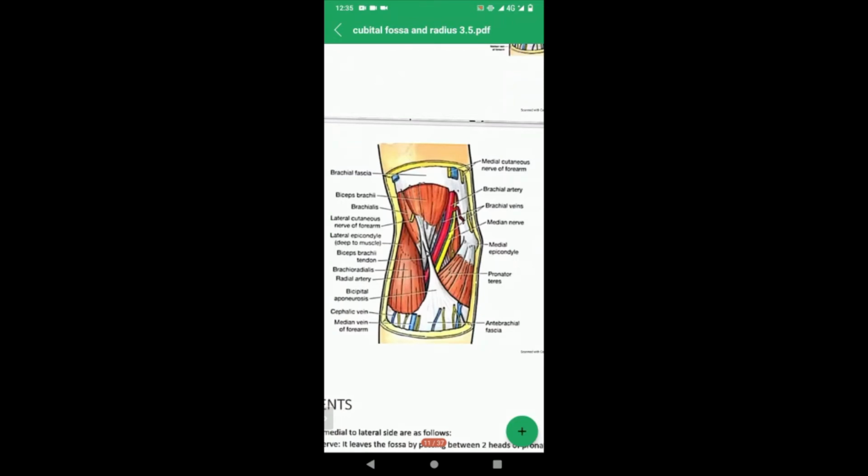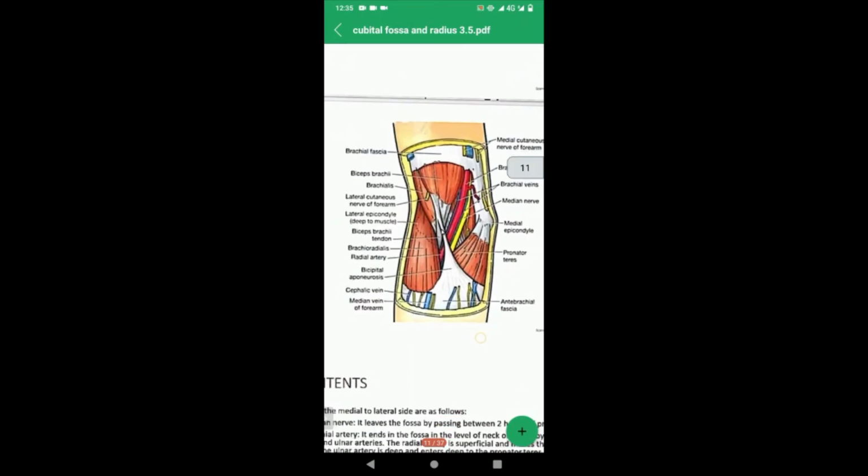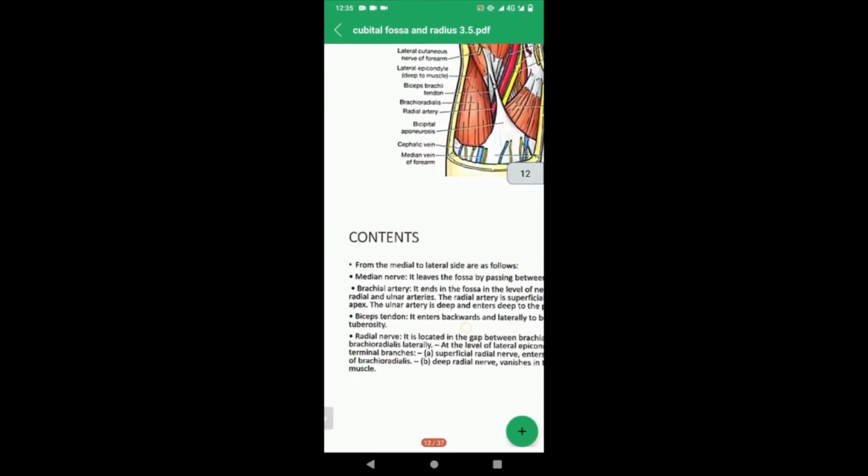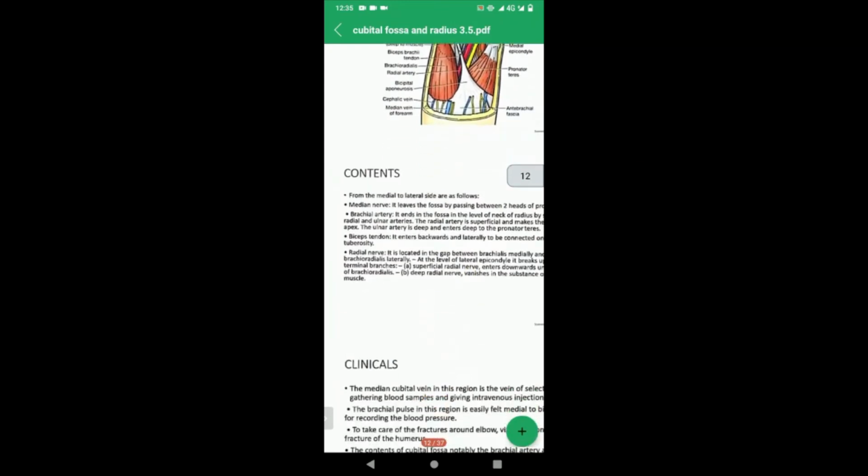Here you can visually understand the medial cutaneous nerve of the forearm, the brachial artery which travels along with the brachial vein, the median vein, and the medial epicondyle. Then it descends downward towards the pronator teres, intersects, passes the pronator teres and terminates at the cephalic vein. Then the contents, you are well aware of from this.